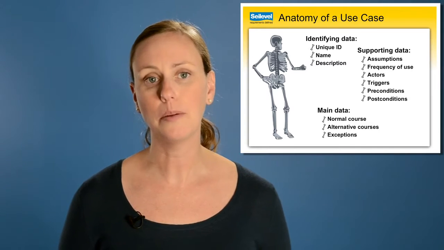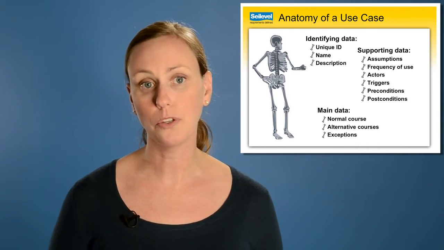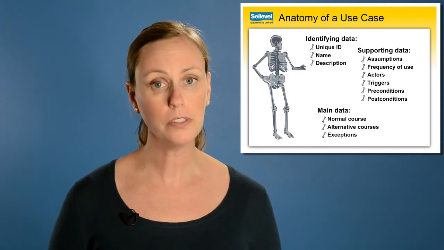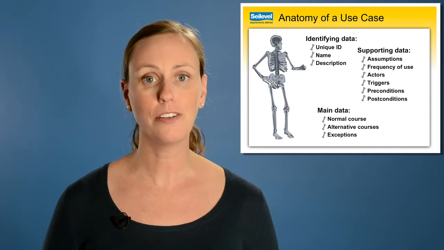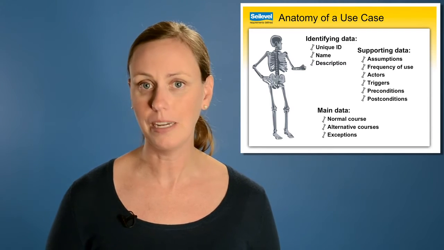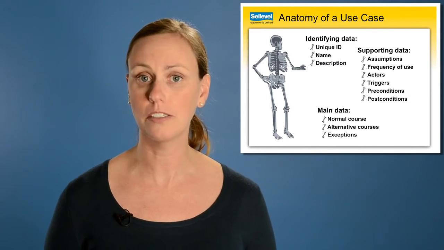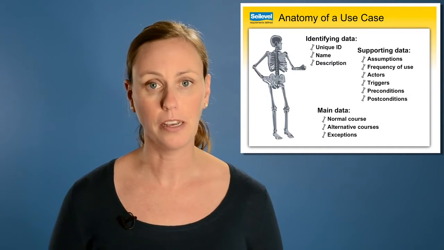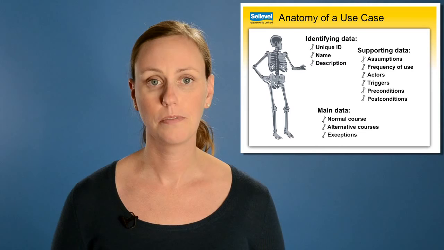The assumptions are items we believe are true about the system or use case for it to function as we are writing it. Frequency of use speaks to how often we expect the use case to be executed in the system, and it helps us to prioritize the use case development work. Actors are the users that interact with the system in the use case. Typically, these are people roles.